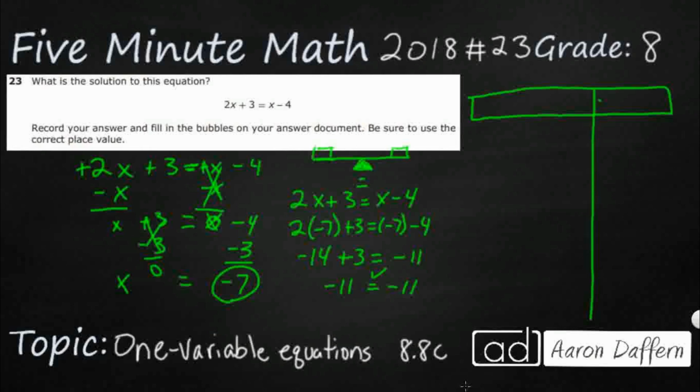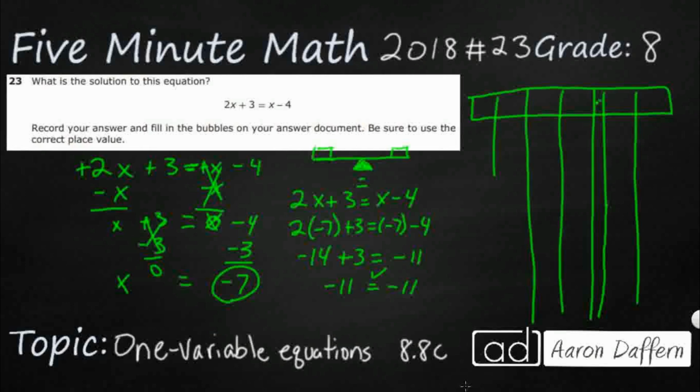So let's draw a little representation of what we're going to find on our answer document. You're going to get a little decimal right there. You're going to get 2 digits to the right of the decimal. We don't need either of those. 4 digits to the left. We just need one of those. And so we're just going to make our 7 right here.